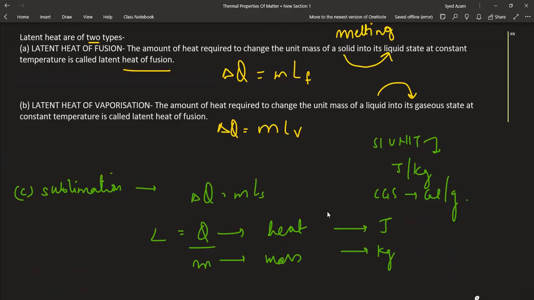Q is the heat, so the SI unit is joules. M is the mass, so the SI unit is kg. So what will be the SI unit of latent heat? Joules per kg, or calorie per gram. Have you understood this? Yes, ma'am.